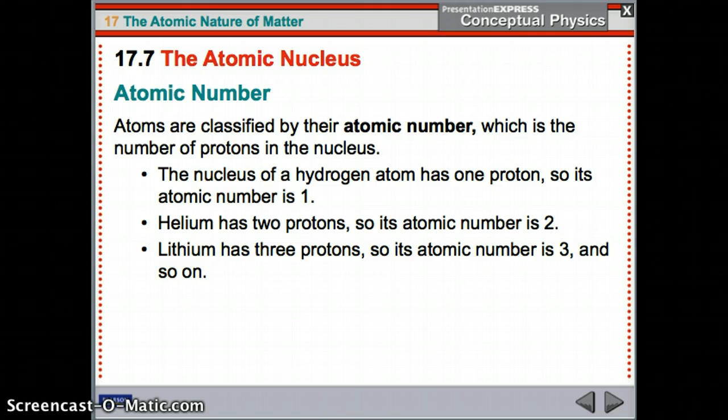Okay, atomic number is not the number of neutrons. It is not the number of electrons. It is only the number of protons. Therefore, if 2 things have the same atomic number, they are the same element. Because if 2 things have the same number of protons, they are the same element.